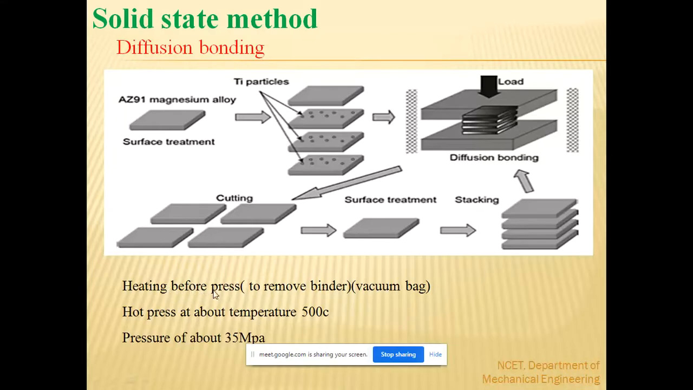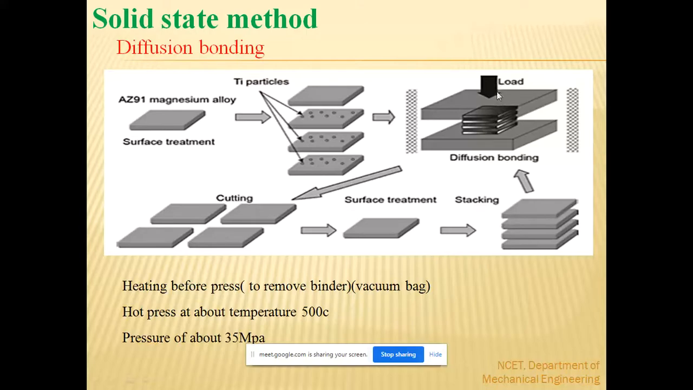Why does the heating take place before pressing? Heating before pressing is to remove the binder. Whatever binder we have here is going to be a polymer. That's not our major objective; it is just to place the reinforcement exactly at this position. As we know, if the temperature increases, the polymer or binder starts to burn. You should take care that the burning does not affect the reinforcement and the matrix material. Once the heating is done and the binder is removed, we're going to place this entire stack into the machine.